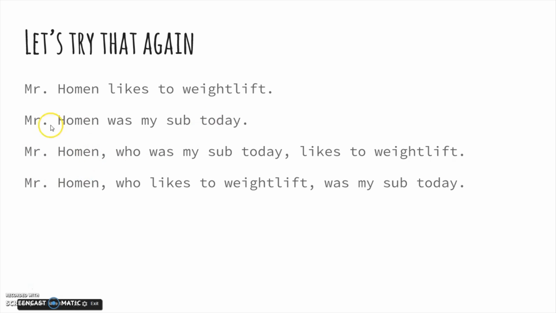So in this sentence, your most important piece of information is that he likes to weightlift. You're giving extra information that he was the sub. And in this sentence, the most important information is that he was your sub, and you're just giving an extra fact about him. So both of these would be fine, but it's determined by what you want to do as a writer.